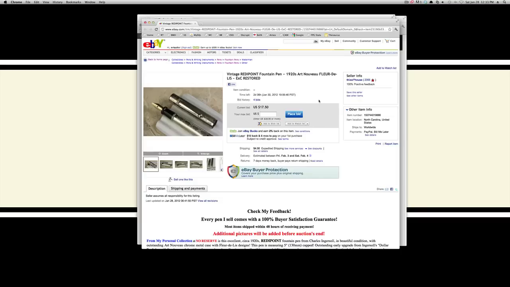Yeah, it says restored, which means I'm sure it has a sac in it that's been restored. And it's a nice looker, too. And it's got the heart breather hole. It's so much like a Wahl, I can't stand it. I know. So, yeah, it's a cool pen.